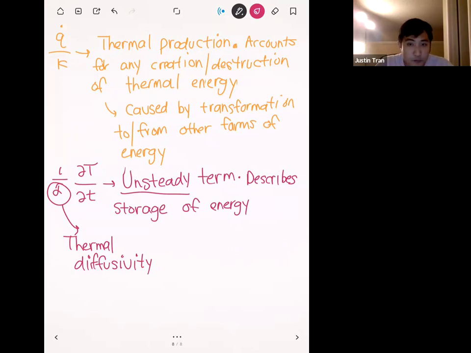Okay. All right. And that's the heat equation, and that's what each term represents. A lot of times we're going to be making assumptions to cancel out some of these terms, but this is the heat equation in its entirety. Okay. All right. Any questions on this?